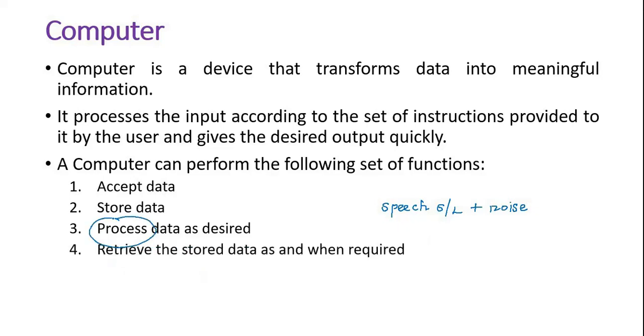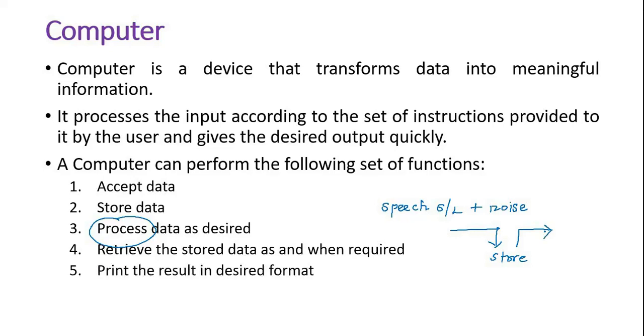Then, as I said earlier, we can store the data into the computer, and whenever required, we can retrieve the data. Then it will print the result in the desired format. Say for example, I have a Word file and I want to save it in PDF format. That is possible. I have an image in PNG format and I want to change it to JPEG format. That is possible. It will print the result in the desired format. These are the basic functionalities of a computer.